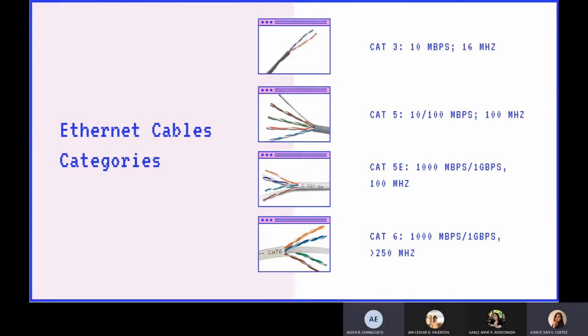The fourth is the Cat4. This cable is not recognized by the TIA. However, it can be used for networks carrying frequencies up to 20 MHz. It was often used on 16 Mbps token ring networks.